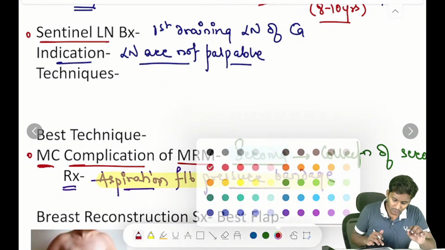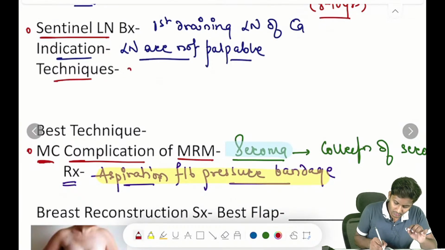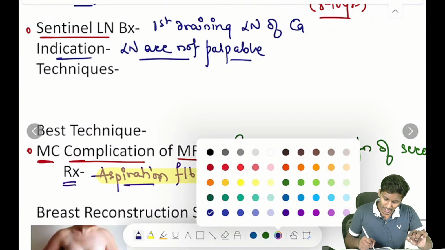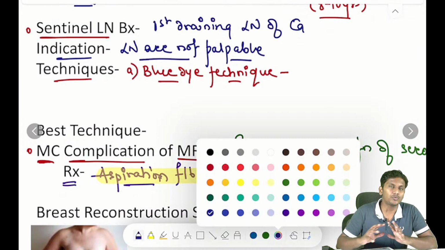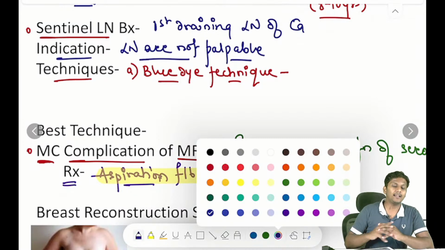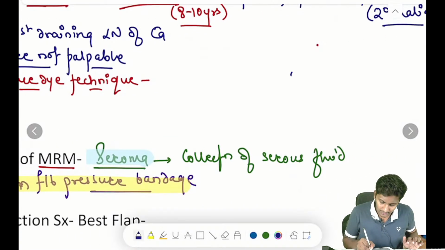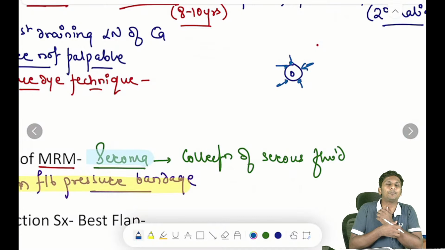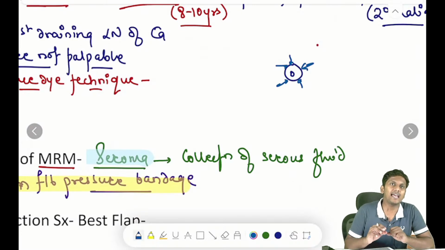The techniques which are used, the first one, bacho, is known as the blue dye technique. Now by the name it is evident we are using some kind of a blue dye. Okay, and how are we going to perform this technique? See, now we are going to take a blue dye. Either it can be methylene blue or isosulfan blue, and then we are going to inject this dye around the areola of this patient, around the nipple and the areola. This is called periareolar injection.